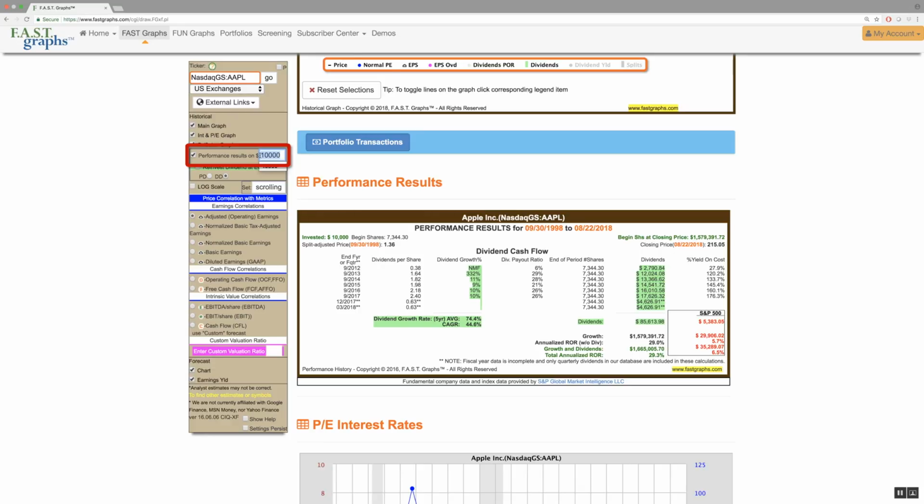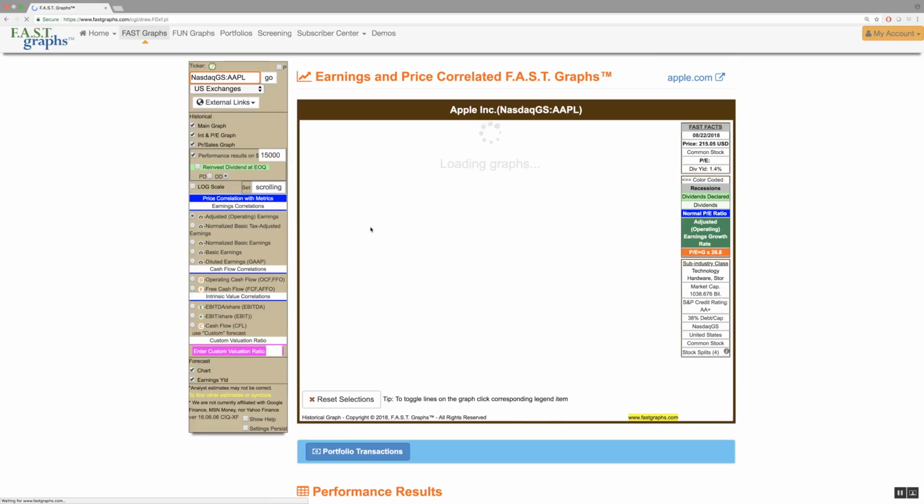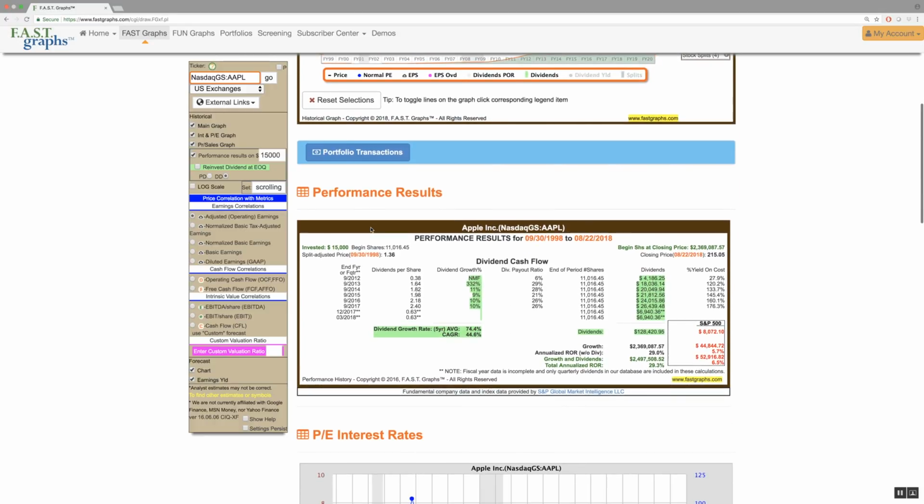In this case, let's change the investment amount to $15,000 and see how the performance results have changed. As you can see, the new amount invested is $15,000 and the calculations have changed accordingly.